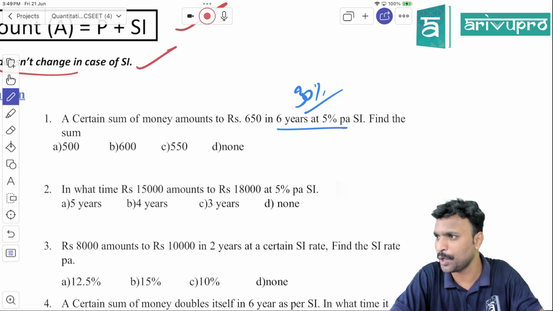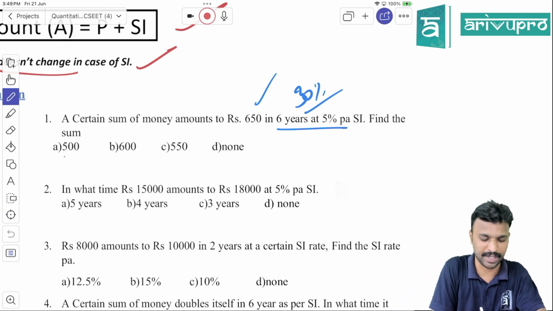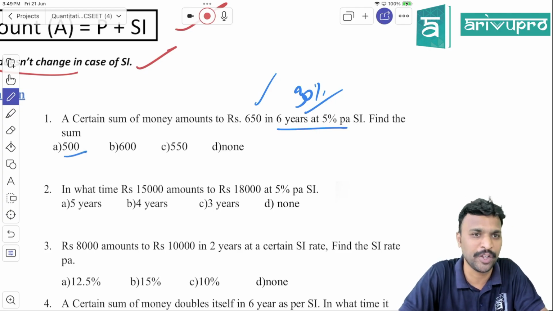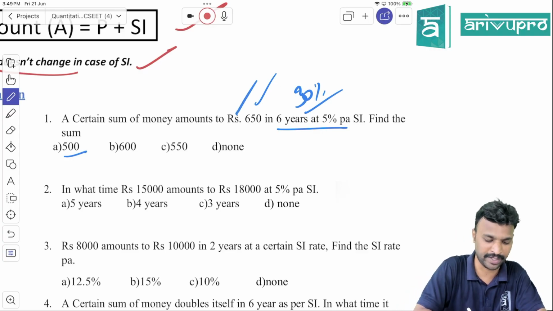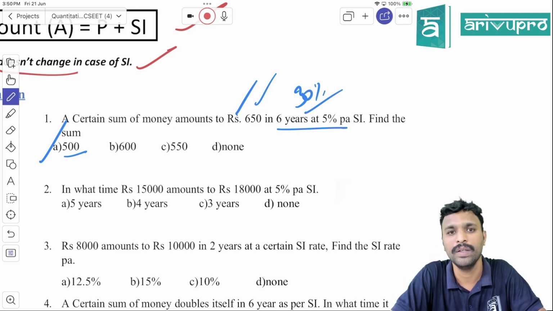So 30% on the principal will give you SI. Add the principal to it, and you should get the amount, which is 650. So 30% on 500 is 150 rupees. If you add 150 to 500, you get 650. So the amount is 650 only. Therefore, A itself is the right answer. Are you getting it?